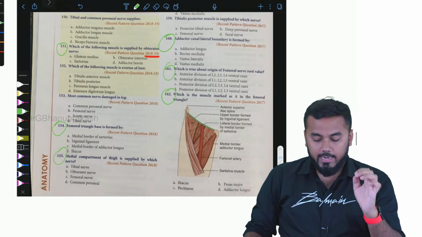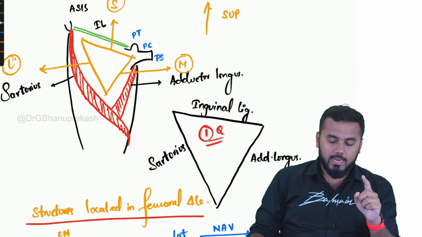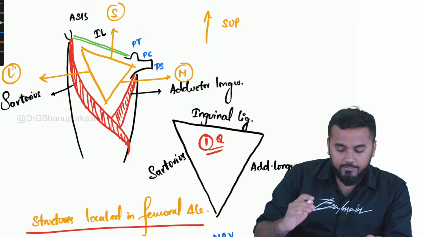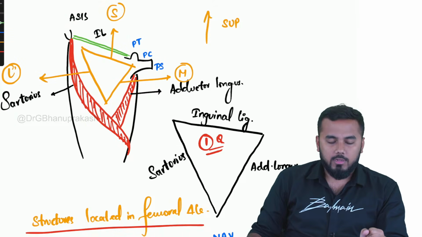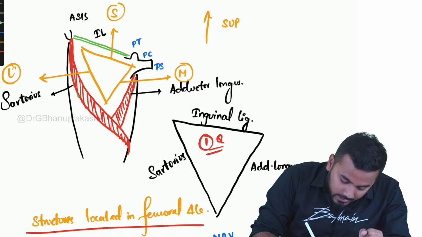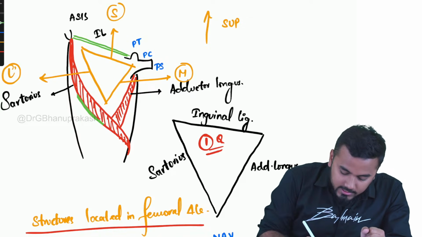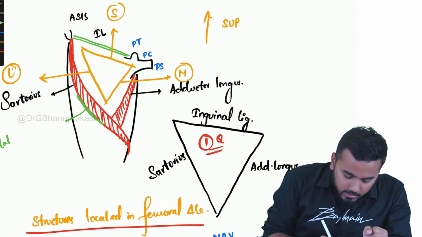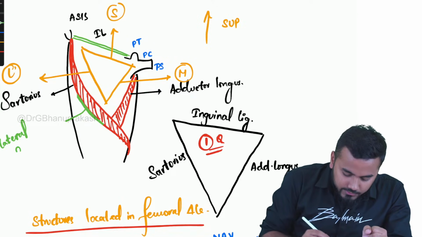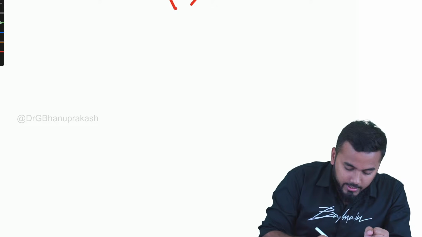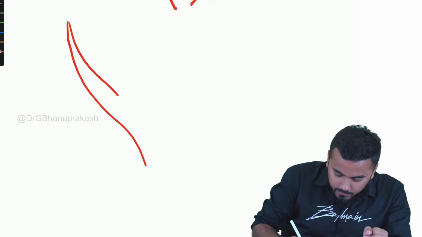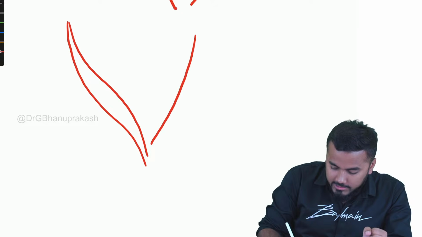And one more important thing I have to tell you is that, look here. Within this Sartorius also there are two borders. Now this green color border which I'm drawing, this is laterally facing. So this is called lateral surface of Sartorius, isn't it? So look here. This is your Sartorius muscle. This is your Adductor Longus muscle.